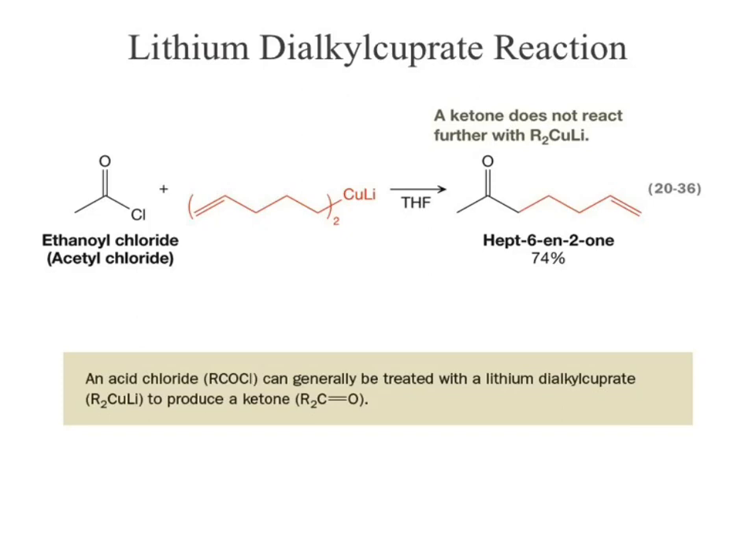Which is kind of nice because I now have a way to modulate the reactivity. I can drop from an acid chloride to the ketone without too much effort. Kind of makes sense? And it does not react twice. Notice the yield too, 74%, pretty solid yield. Where did the other 26% go?